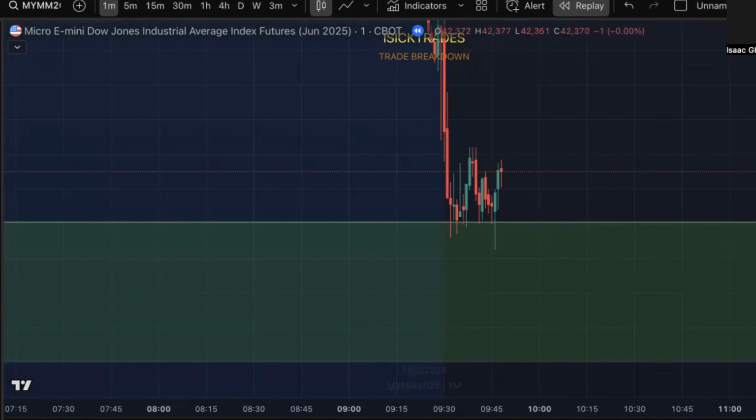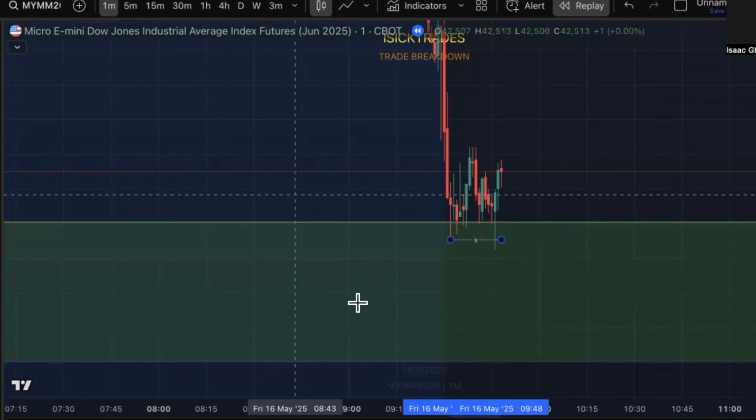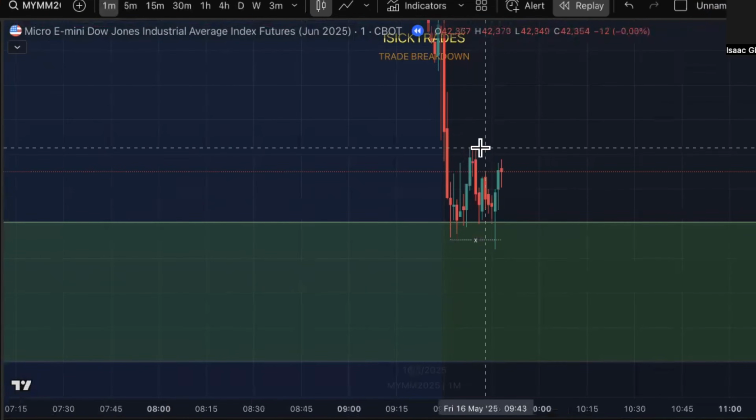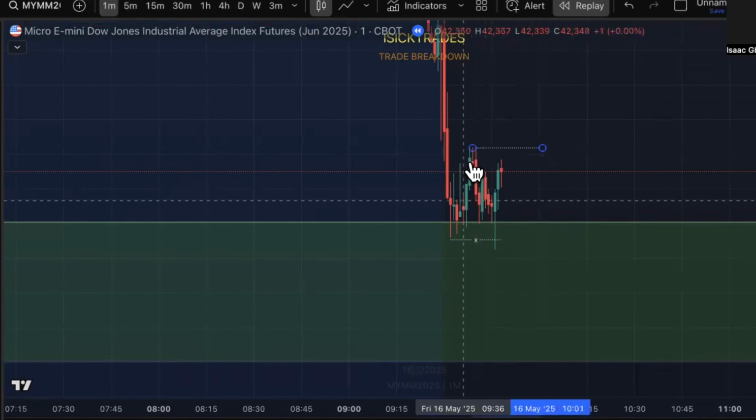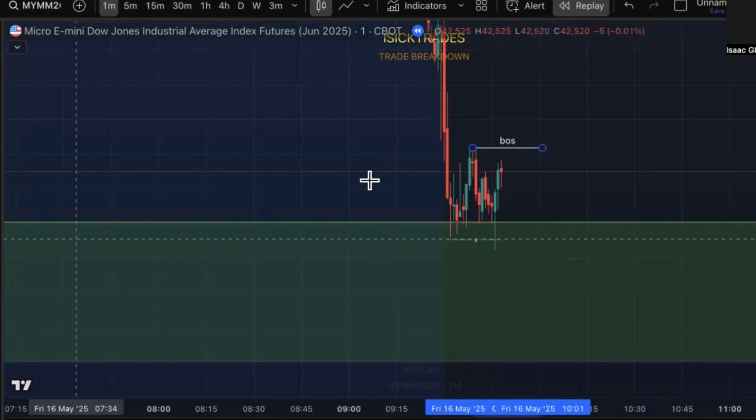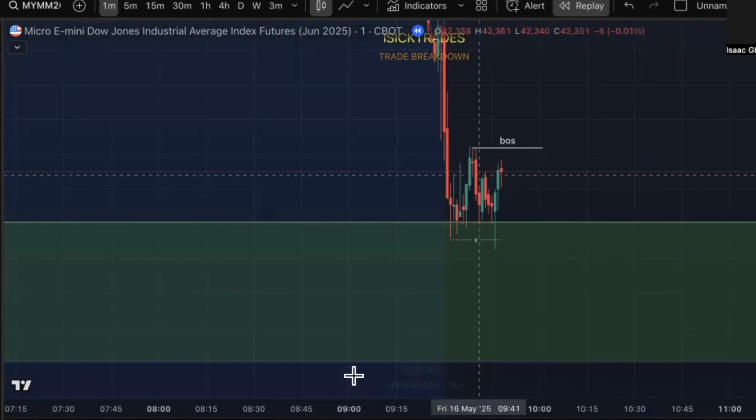Boom. So we just ran out liquidity. We see that spike down, and this is what we consider our ran out liquidity. Now, all we're going to be waiting for is a break of structure above these highs. Those are the highs that started the run out liquidity. So once those break, then we can go to step 2, looking for that T1.